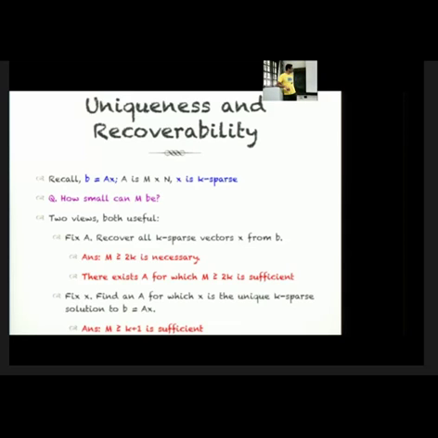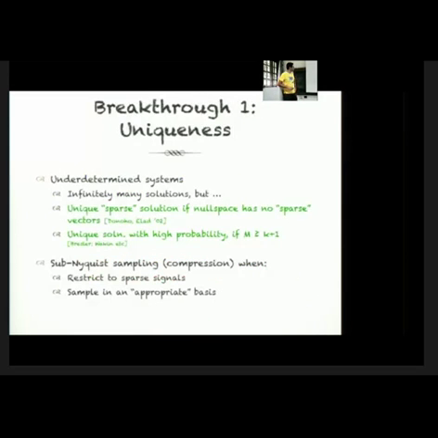And in this case, using slightly different arguments, and these arguments are probabilistic in nature, you can show that by choosing A at random, you can actually find an A with very high probability, such that with just k plus 1 measurements, you can always recover x uniquely from B. So the summary of this is that an underdetermined system of linear equations has infinitely many solutions, but it has a unique sparse solution if the null space has no sparse vectors.